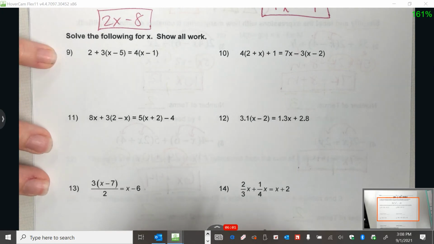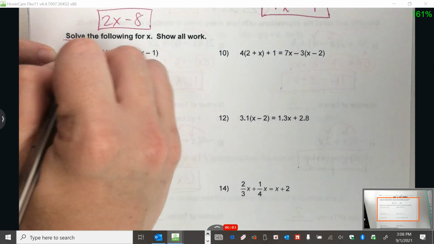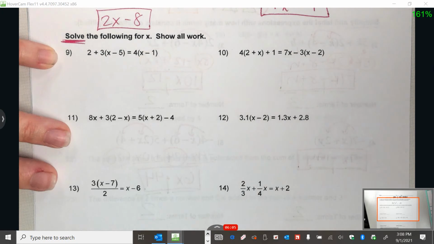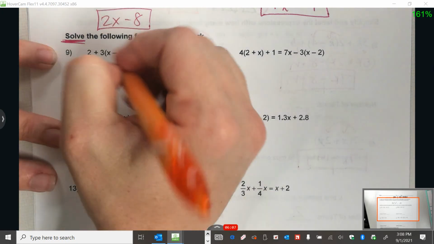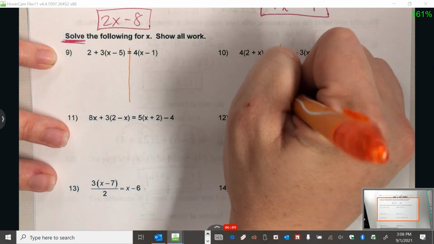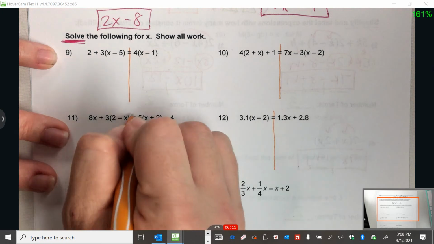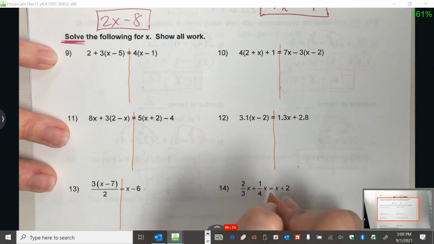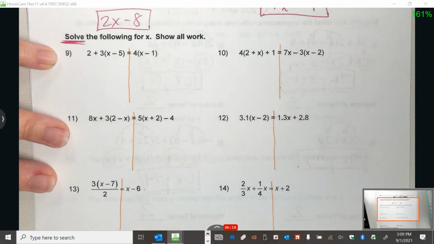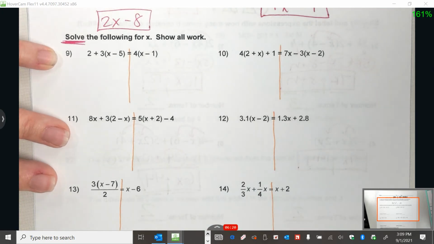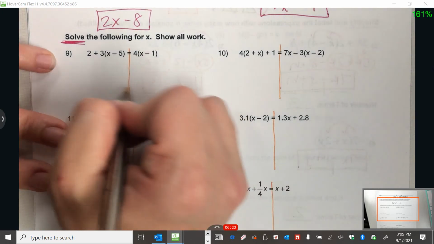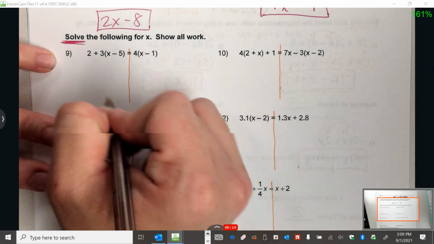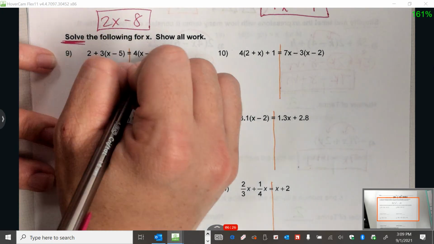Okay, number 9. So now I do want you to realize we are solving because there are equal signs. Okay, so I'm going to go ahead and draw a line down all of my equal signs. Because the only time I do opposite anything is when I move to the opposite side of the equal sign. Okay? So that line represents opposite sides. So I'm going to simplify each side first.